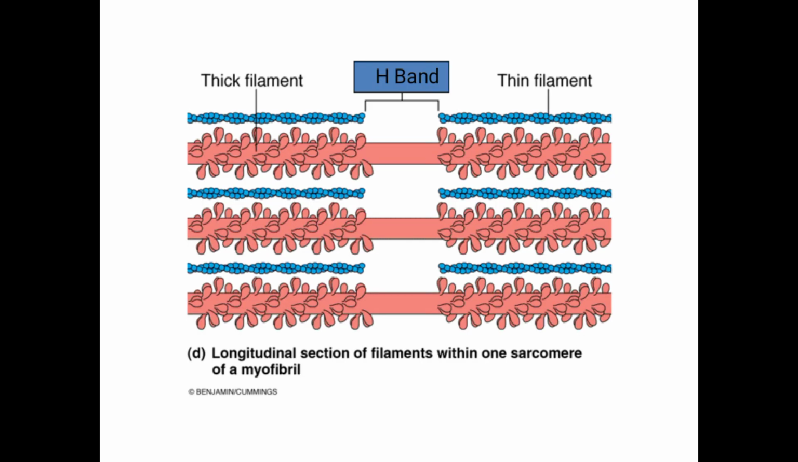It is arranged like this. So in the sarcomere, this is a thick filament, and here many head portions of the myosin can be visible. Here this is the thin filament, which is made up of actin filaments.